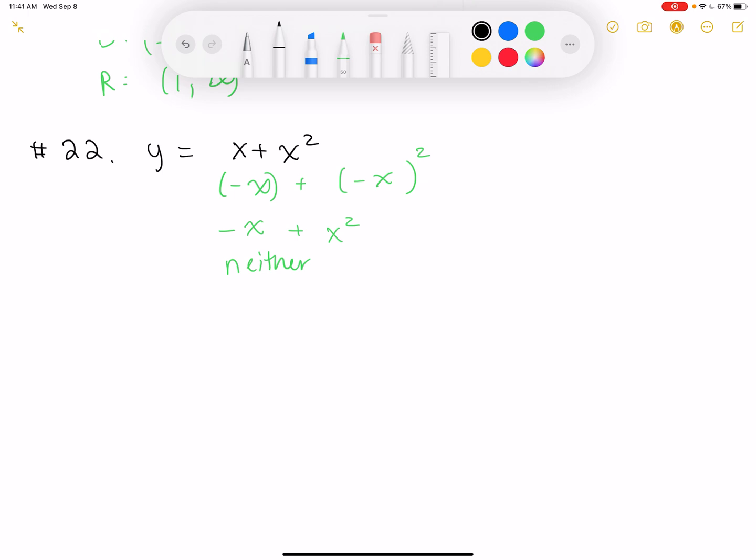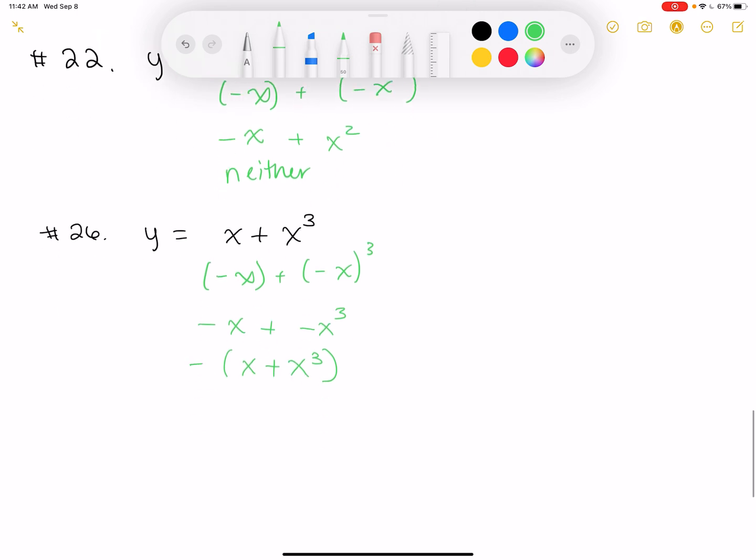Let's see. 26, we've got y is equal to x plus x cubed. What do you think about this one? Odd. Everybody agree with odd on that one? Okay. So I'll go ahead and tell you you're right because we put in negative x and these still come out to be negative. So I could technically pull the negative out front to really show exactly, and so that means it's odd.